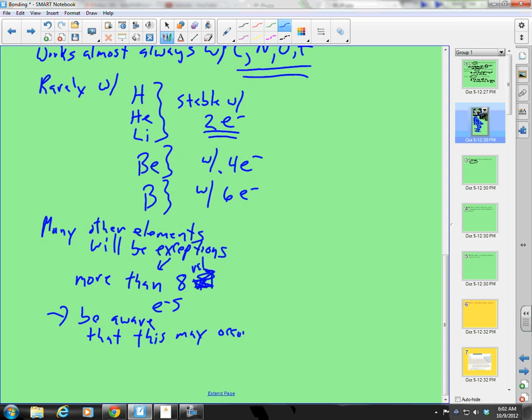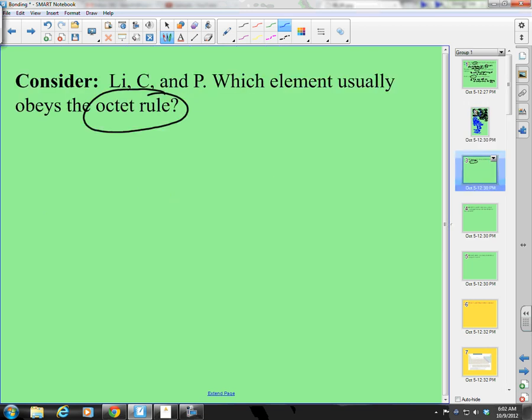All right? So, don't go running off to college and saying, oh my gosh, I can't believe phosphorus has more than 8 valence electrons when it reacted. It can't happen. No, it can. Just be aware, okay? Good. So, let's go back and see if we can answer our question here. Lithium, carbon, phosphorus. Which element usually obeys the octet rule? Well, we said lithium, stable with 2. I just said phosphorus can have more than 8. Doesn't always. Sometimes it has 8.